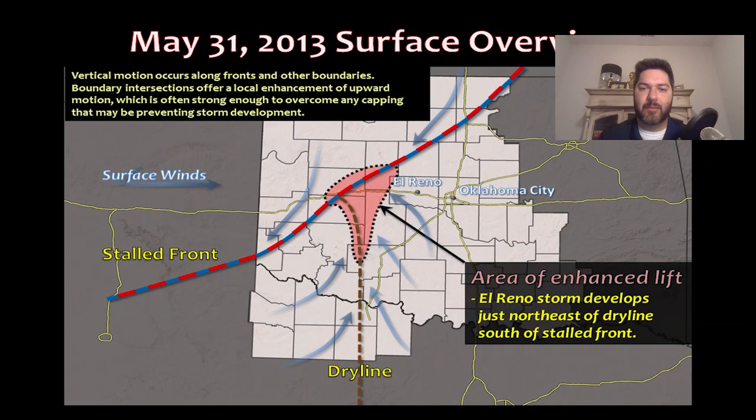Another possible area to look at would be boundary intersection. Here's one from the infamous May 31st, 2013 El Reno event. You can see this stalled boundary from southwestern Oklahoma all the way up to northern Oklahoma. And then you have a dry line intersection just west of Oklahoma City. That was an area of enhanced lift where all of that air is put together. And since it cannot go into the ground, it has to go up. So it's essentially forced up. That would be another source for lift to think about.